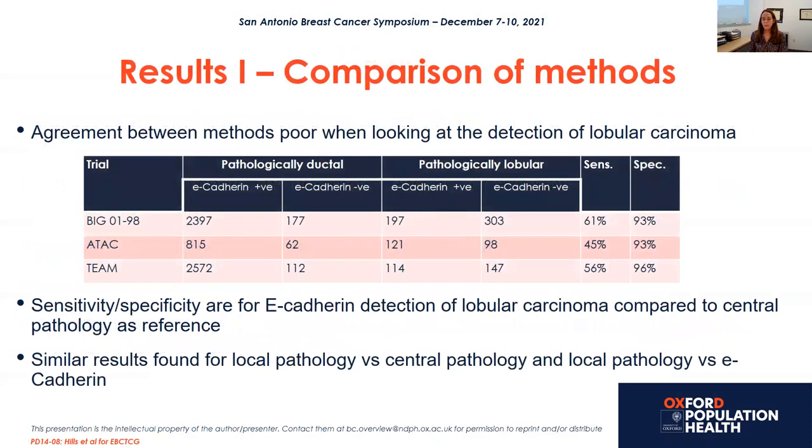This table illustrates data by trial together with sensitivity and specificity of E-cadherin for detecting lobular carcinoma compared to central pathology. You can see that the agreement between methods was poor when looking at the detection of lobular carcinoma, with rates of lobular cancer being higher when assessed by central pathology than by E-cadherin status.